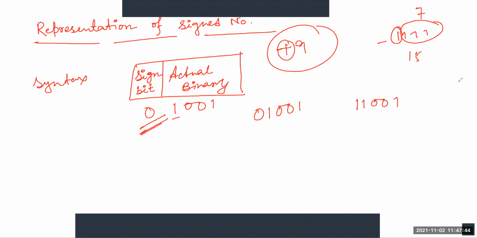It is clear? Yes, sir. Okay, so next is the complement form. For complement form there are two categories: one is ones complement and second one is two's complement. So first we should know how from any binary number we get one's complement and two's complement. Okay, so now I am erasing these things.